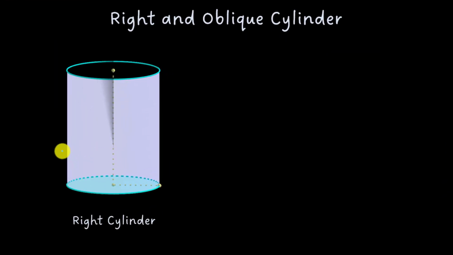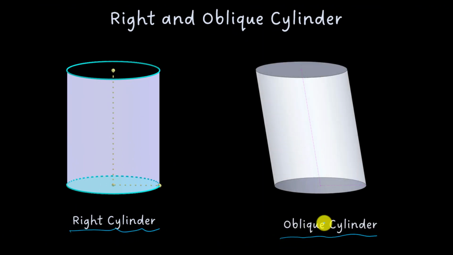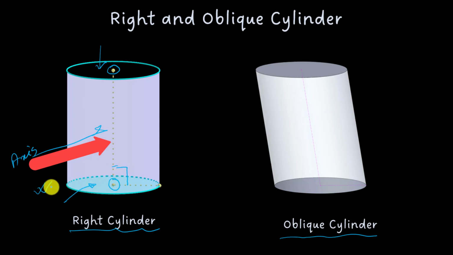There are two types of cylinders. One is the right cylinder and the other is the oblique cylinder. In a right cylinder, here you can see this is one of the base faces of the cylinder and this is another base of the cylinder. And this is the center of this base and this is the center of the opposite base face. The line segment joining these two centers is called the axis of the cylinder. And this axis is perpendicular to the plane of the base, and that is why it is called a right cylinder, because this angle is a right angle.